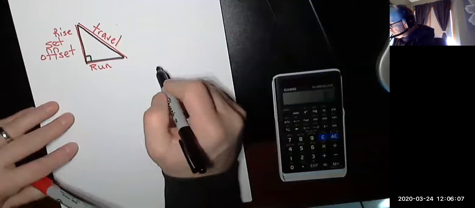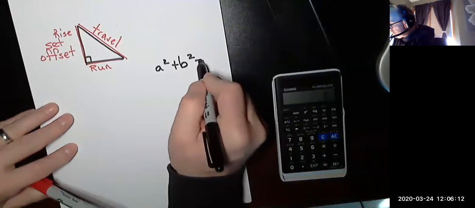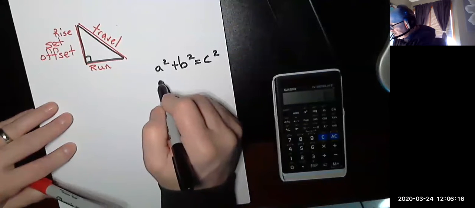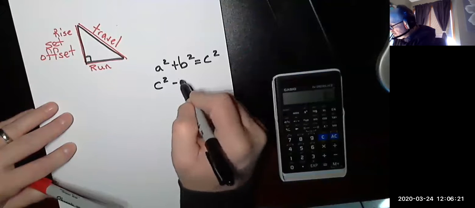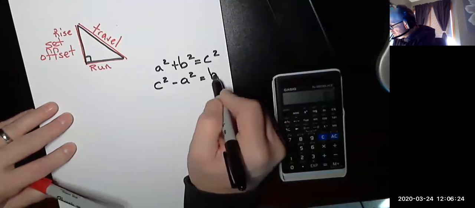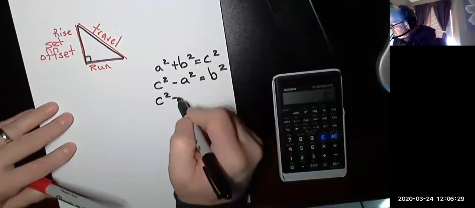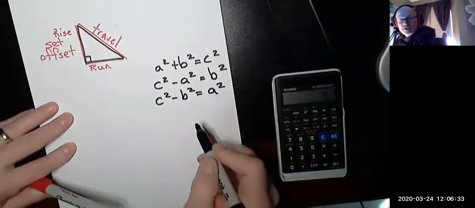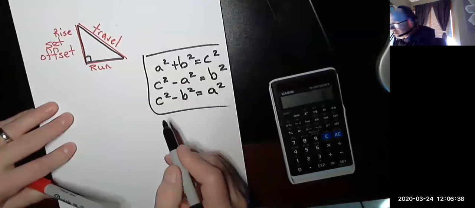Now, to recap from yesterday on Pythagorean theorem, a squared plus b squared is equal to c squared. And we can manipulate that formula any way we want. If we want to solve for b, we would go c squared minus a squared is equal to b squared. And if we wanted to solve for a, c squared minus b squared is equal to a squared. So that's important from one part of that assignment.